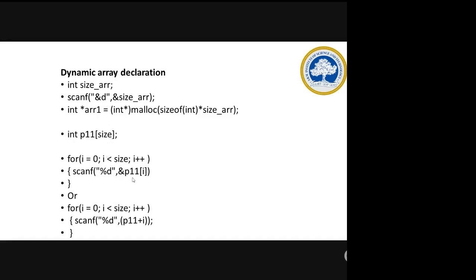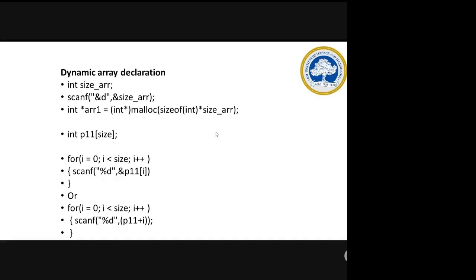Else you can use this procedure, or else you can use this also. You can follow this, or else you have to give like this P11, that is your array name plus i. Plus i means first time it will take 0, second time it will take 1, third time it will take 2. Likewise it goes until your size of what you have declared, what you have given during the runtime. So this is your dynamic array declaration or memory allocation, I can tell you.